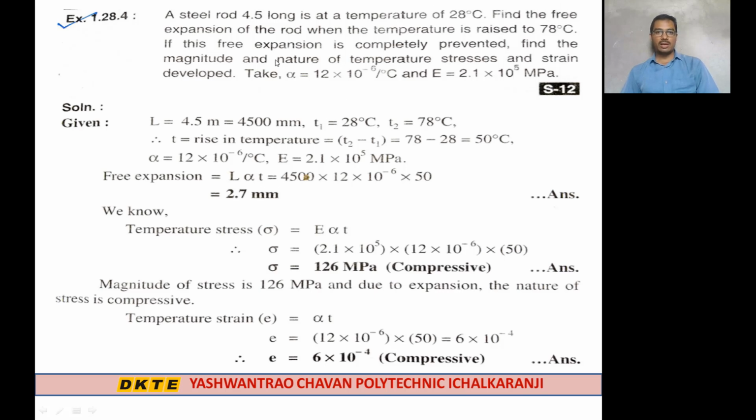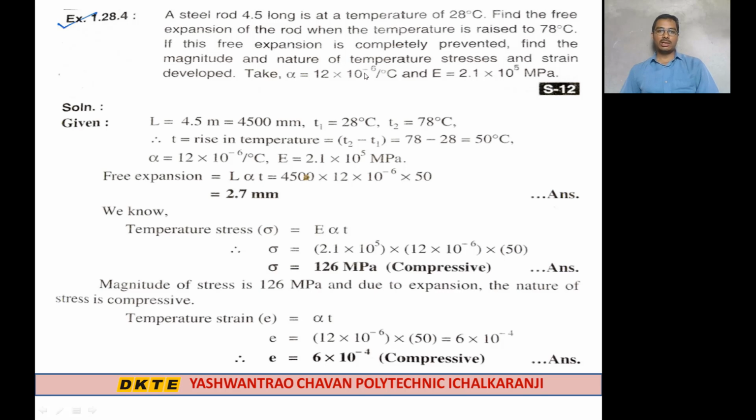The second case is if the free expansion is completely prevented, that means both ends are fixed. Then we have to use the thermal stress and load equations. Thermal stress, that is temperature stress, is equal to E alpha T. Put the values of E, alpha and T, we will get 126 megapascal, that is Newton per millimeter square. It is compressive because of the rise in temperature.